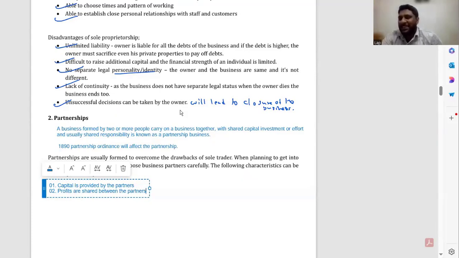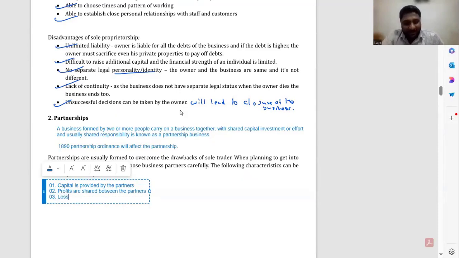Put the concept again. If you make a 1 lakh profit, if it is a sole trader business, the entire 1 lakh is for you. You assume you are running a partnership with 3 of your friends, that means in total 4 people. That means 25,000 per person. So that is a disadvantage.